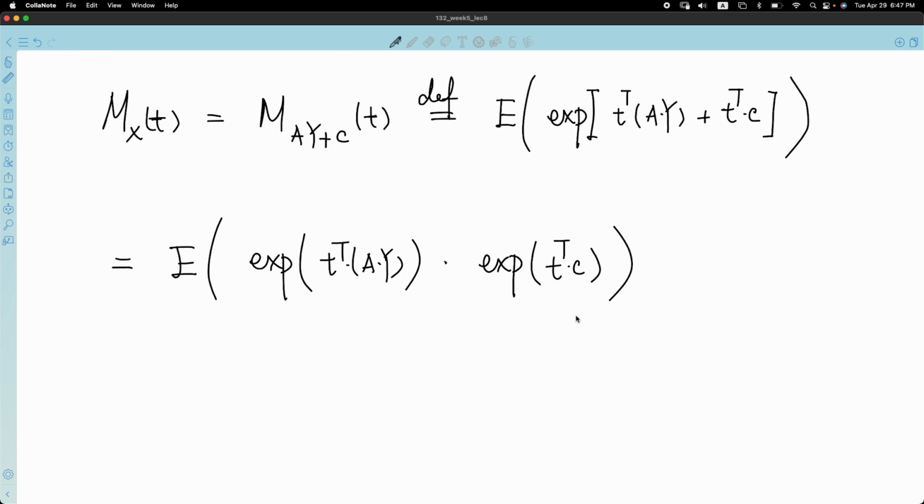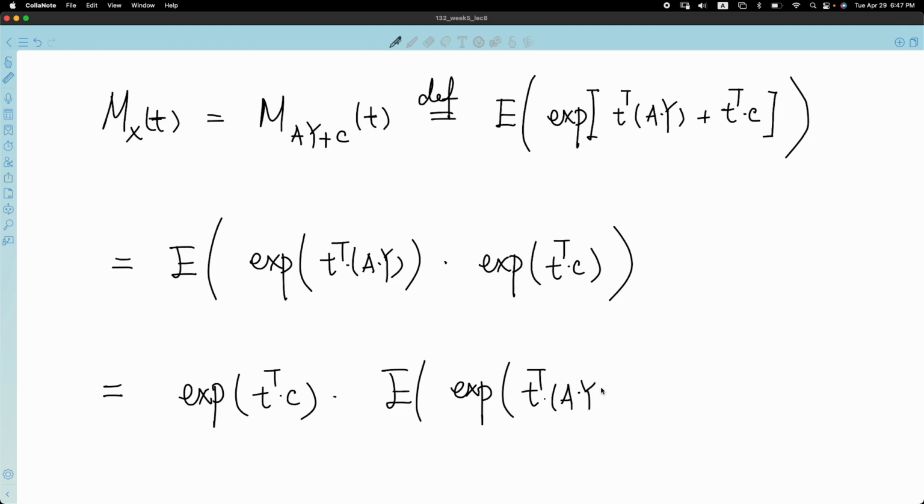Let me ask you a question. What is the random variable, and what is constant here? Y is a random variable, and C and A are constant. So the second term here is a constant, so let's bring it outside of the expectation: exponential of t transpose c. The random variable will still have to fall into the expectation: the exponential of t transpose Ay, closing that and closing this parenthesis.